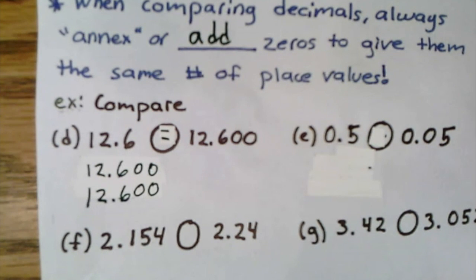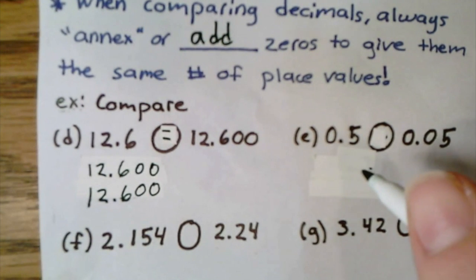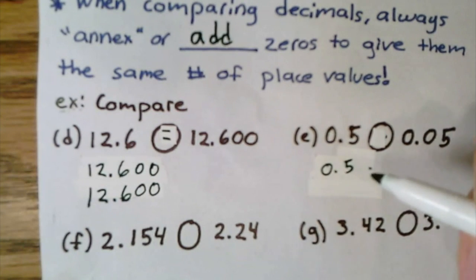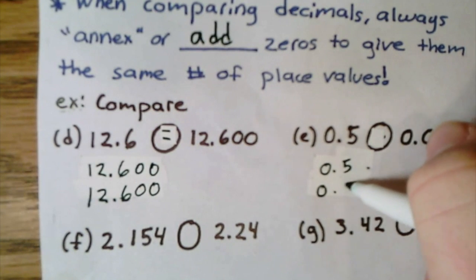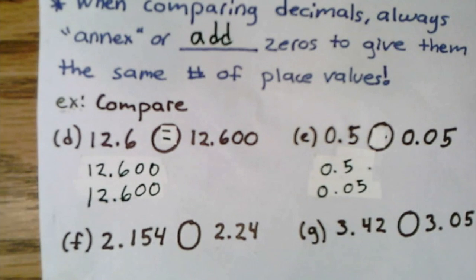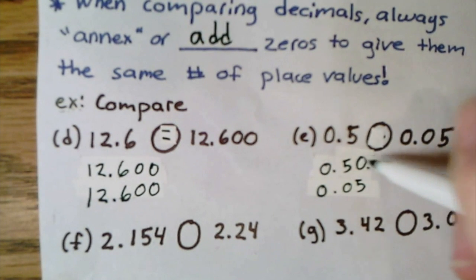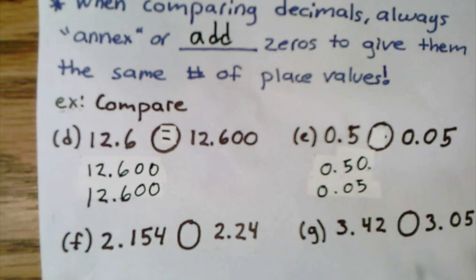All right, what about example E? So my first step, remember, is to write them vertically and line up their decimal places. So I've got 0.5. And then I have 0.05. My second step is to annex or add in zeros till they have the same place value. So we're going to the hundredth spot.